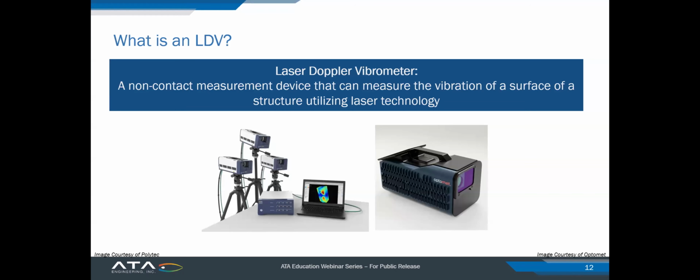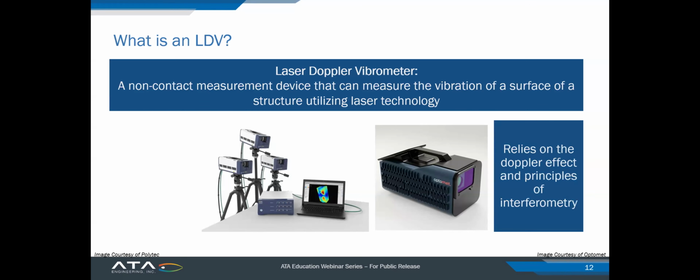So, an LDV system, or a laser Doppler vibrometer, is a non-contact measurement device that can measure the vibration of a surface of a structure utilizing laser technology. It utilizes the Doppler effect and principles of interferometry to measure the surface vibrations, the velocity that is being created on a surface at individual scanning points.